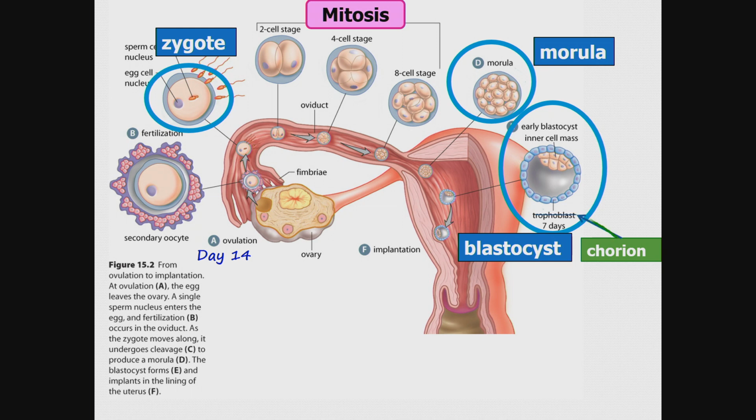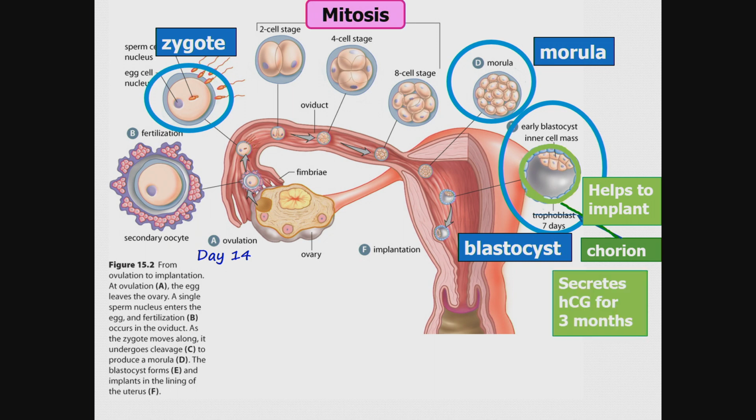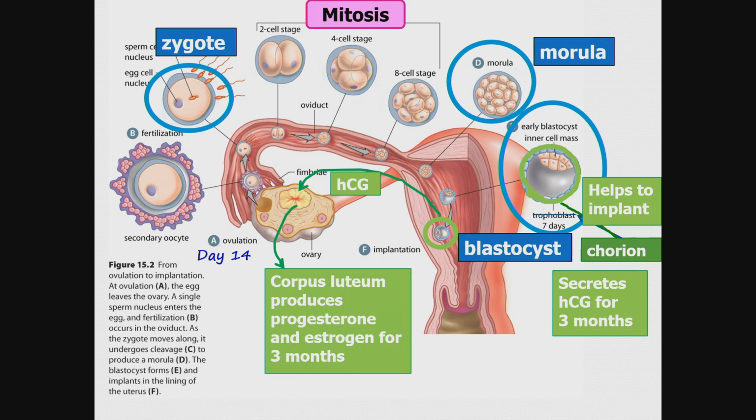The outer layer of the blastocyst, the chorion, helps to implant in the endometrium. It also secretes HCG for 3 months. That HCG then stimulates the corpus luteum to produce progesterone and estrogen for those 3 months.